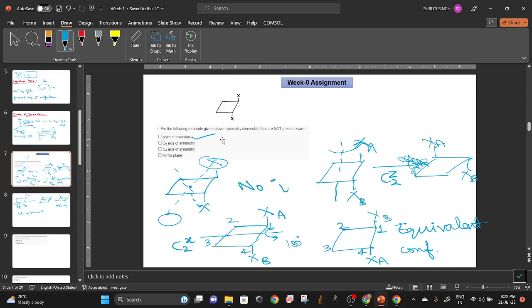Disubstituted cyclobutane. So now we have proved that it has C2. C2 is present. But the question asks which are not present, so this cannot be the correct option. C2 is present. Now let's check for C4.